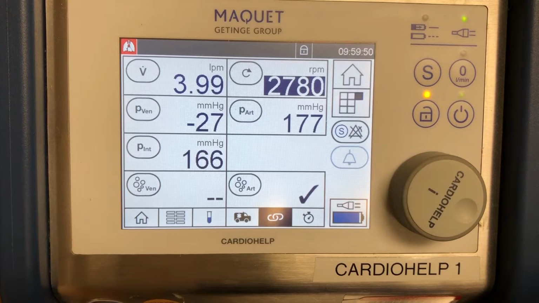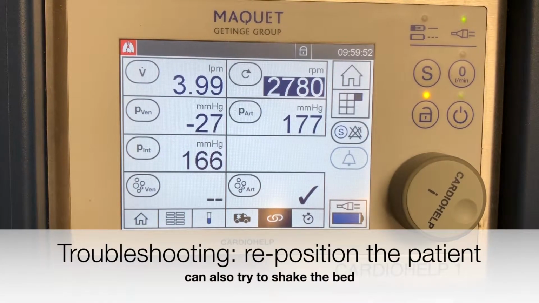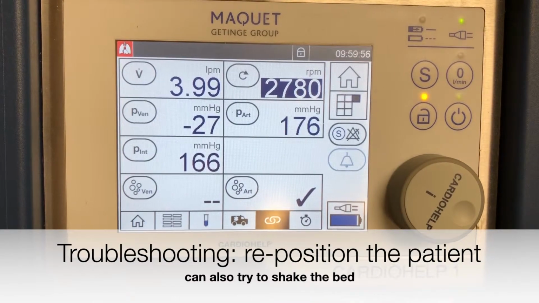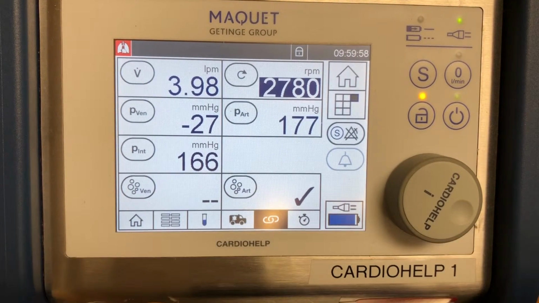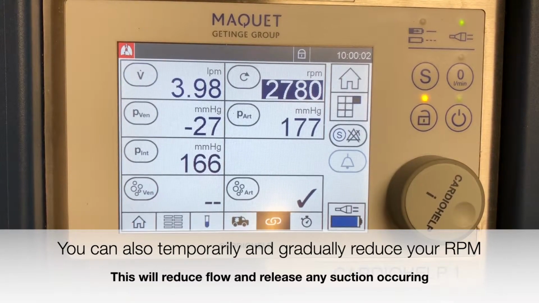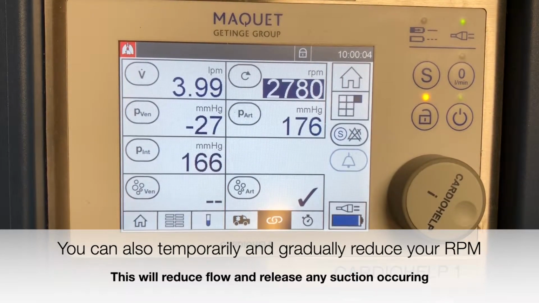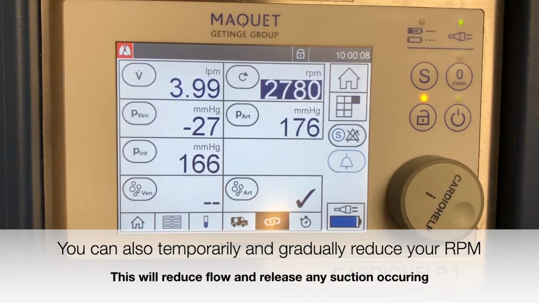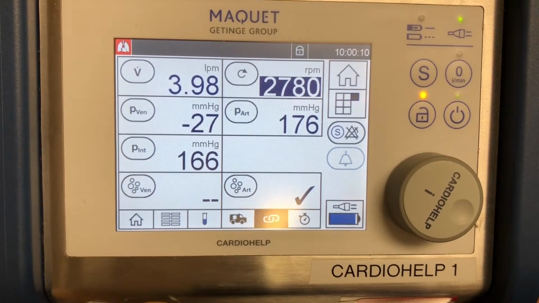In those cases, try to put them back to the position they were comfortable in. Try to shake the bed a little bit to get that cannula position okay. One recommendation would be to drop your flows down a little bit to release that suction on the tip of that cannula, and that can help you. So drop your RPMs down and then slowly go up, and that's another recommendation.